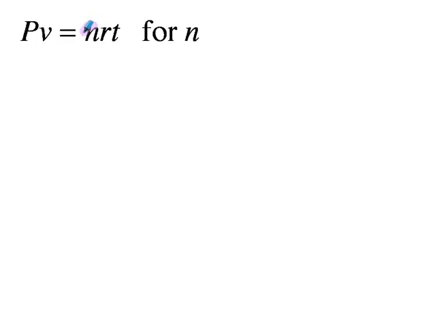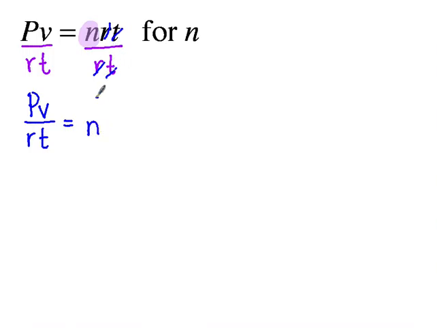So I want to get n all by itself. So does anybody have an idea? Yeah. I'm going to divide by r and t. Divide this side by r and t. So on the left side, I have PV over RT. On the right side, if you look, my r's cancel and my t's cancel, and it leaves me with n. N is my final answer.